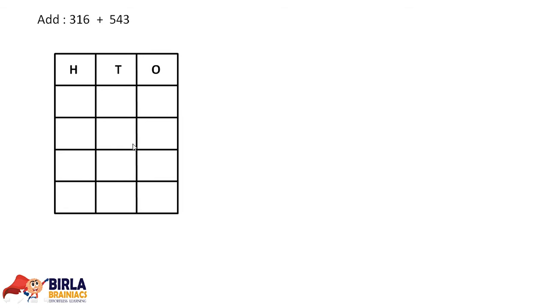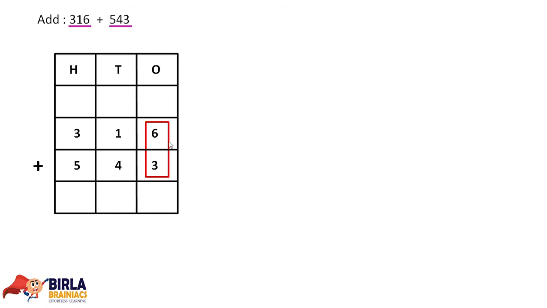Okay, so let us take the first number 316. When you are writing the digits, write it from right to left. Similarly the second number 543, again when you are writing the digits, write it from right to left like this. We are going to add both of them, so put plus sign. First we will add ones digits, then we will add tens digits, then we will add hundreds digits. So let us add ones digits.